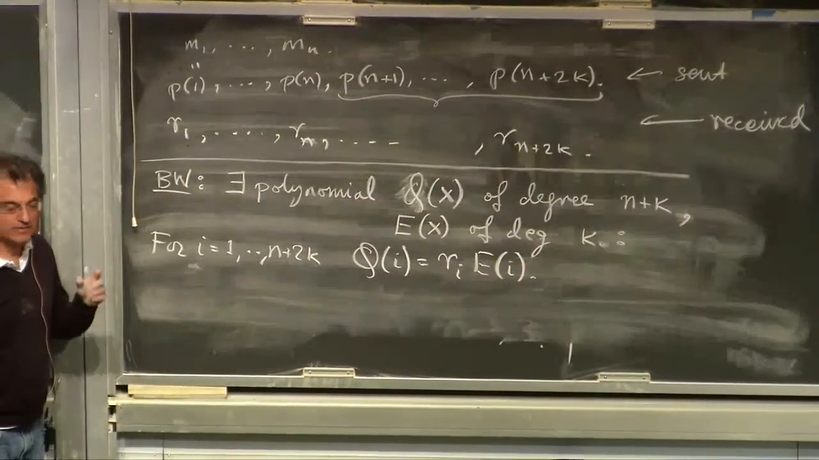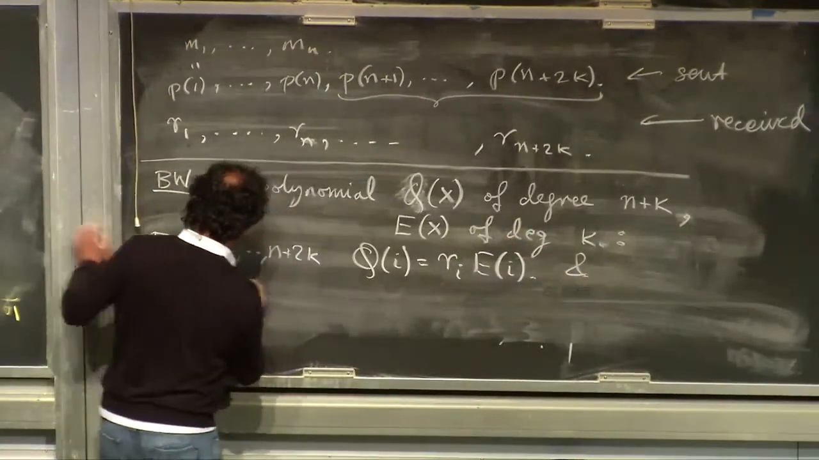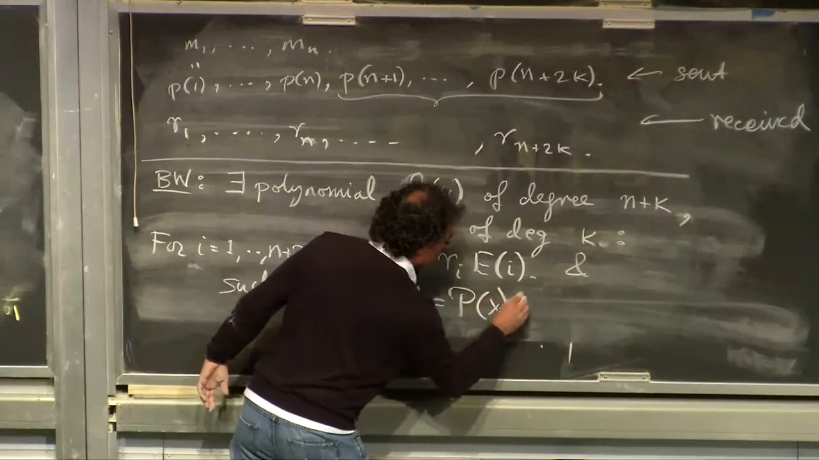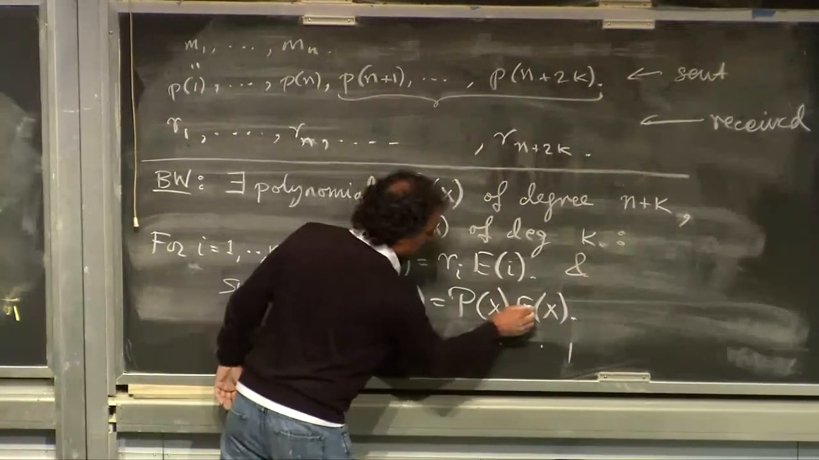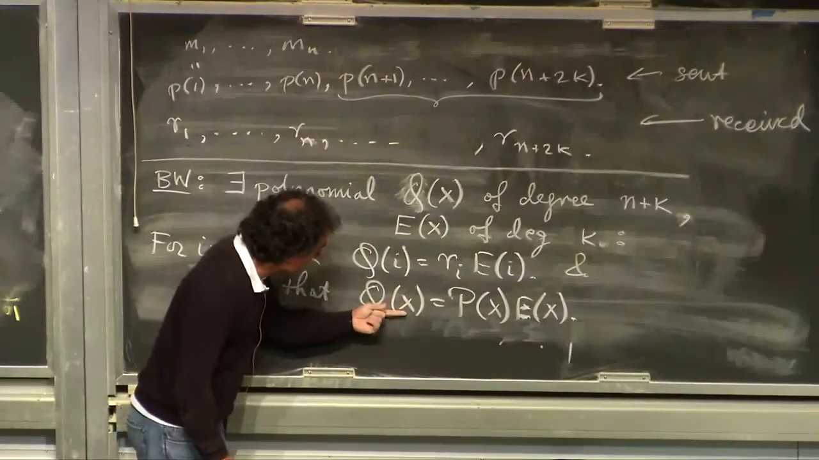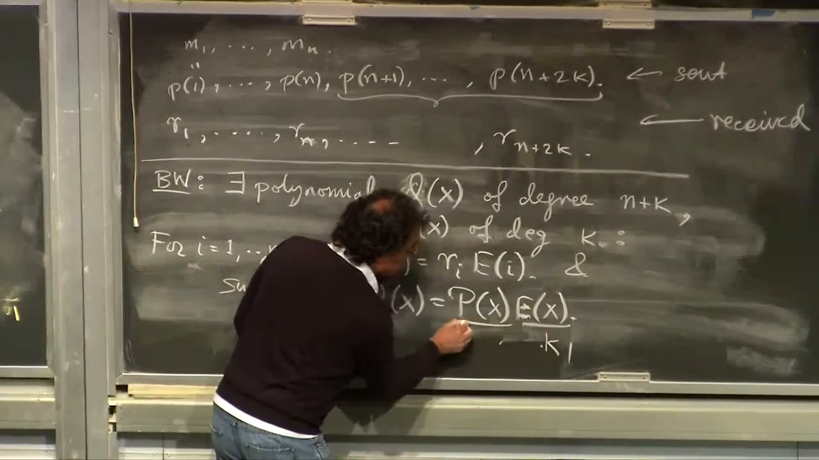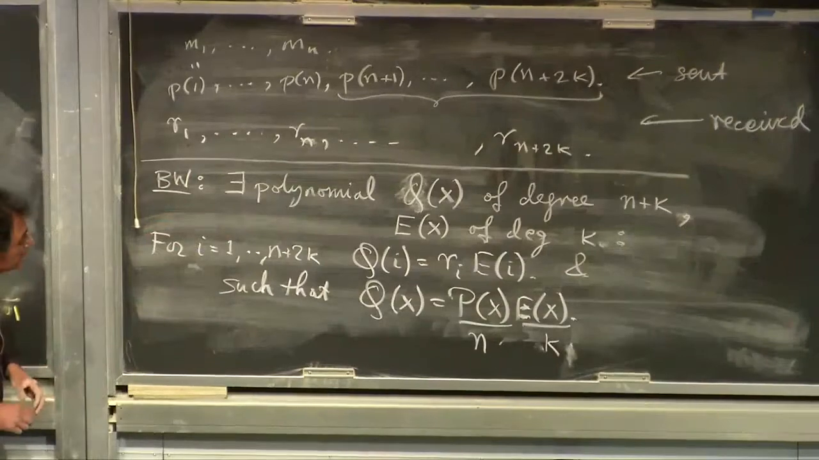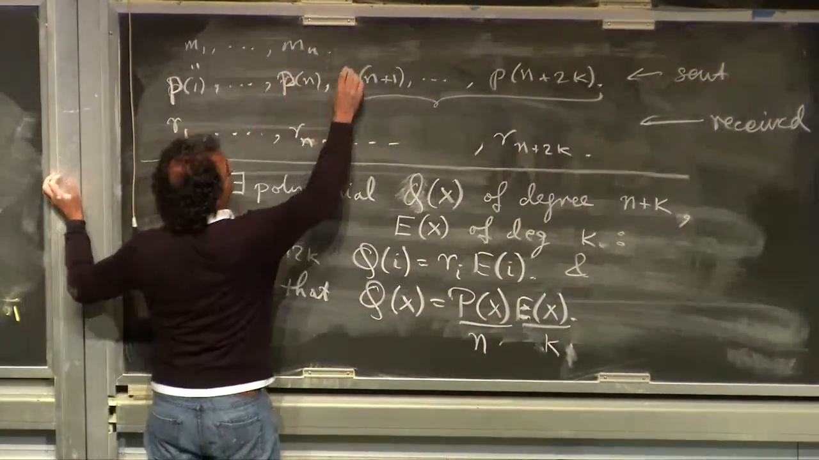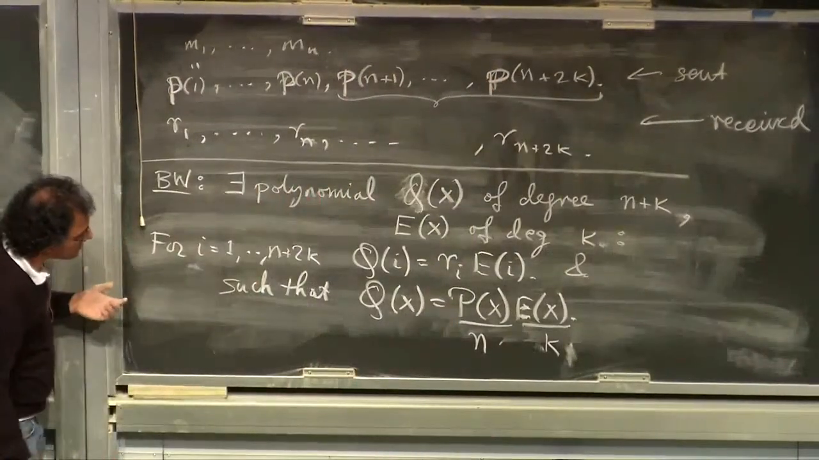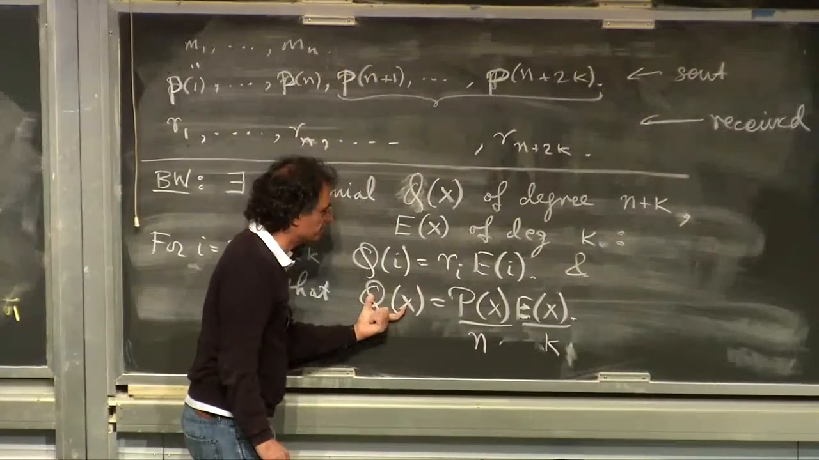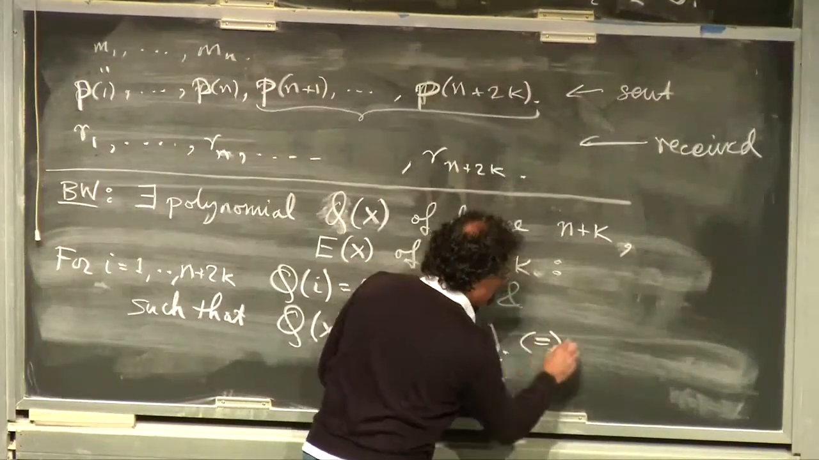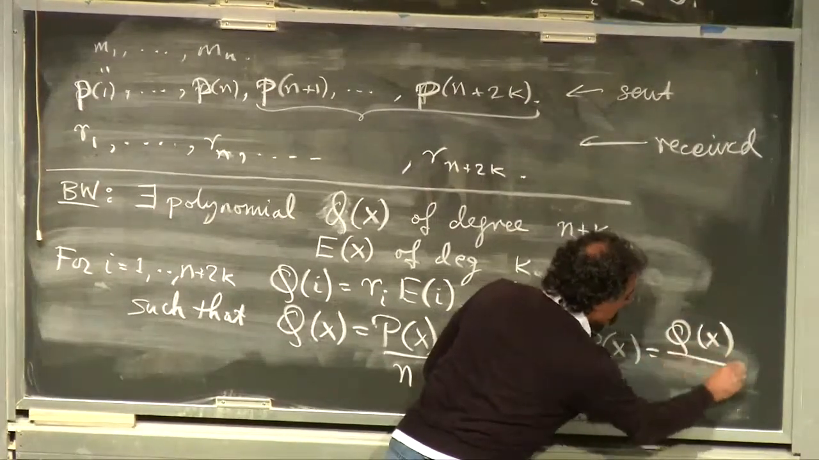And such that Q of x equals P of x times E of x as polynomials. So E of x has degree k. We know P of x was a polynomial of degree n. This is our original polynomial up here. I'm writing it as capital P just to distinguish it. So these are polynomials. It's saying there's a polynomial Q of x of degree n plus k, and another polynomial of degree k, so that P of x is Q of x divided by E of x.